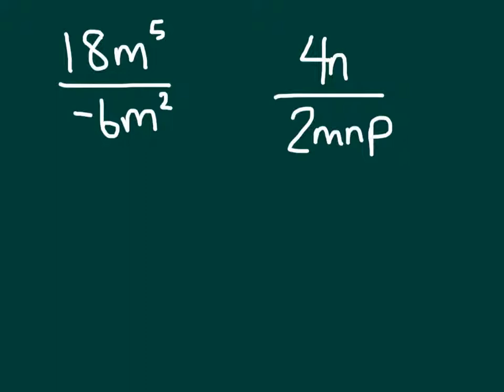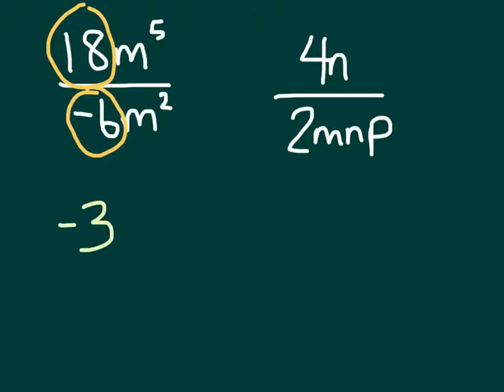The first thing you're going to do is take your coefficients, which are the numbers at the beginning, and go ahead and divide those. So 18 divided by negative 6 is negative 3.